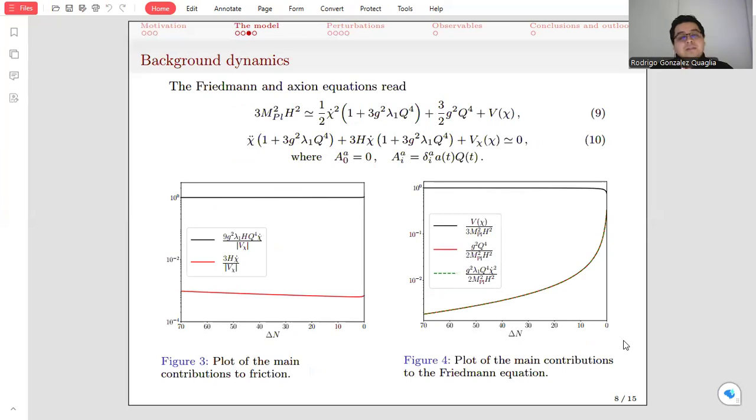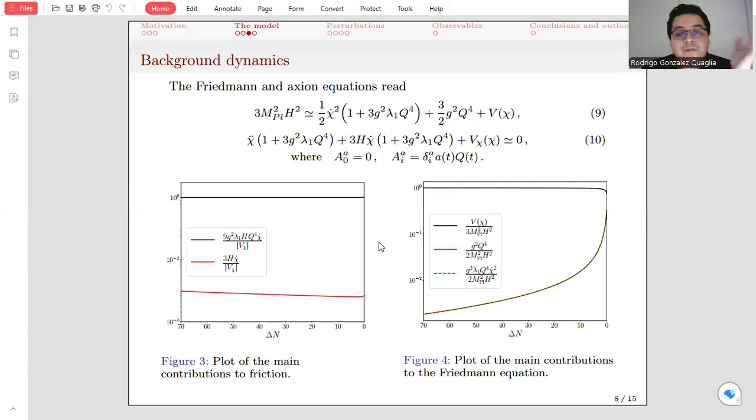Okay, then let's now move on to the background dynamics of the model. Here I am presenting both the Friedmann equation and the axion equation of motion, where we have used this decomposition of the gauge field due to the fact that as we are considering non-Abelian gauge fields, these gauge fields have a non-zero VEV represented here by Q. Note that this is only possible if we are considering non-Abelian gauge fields.